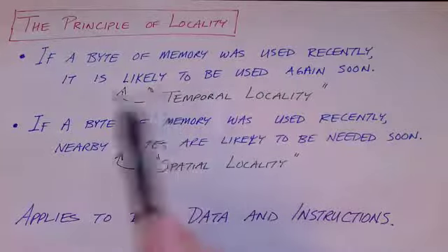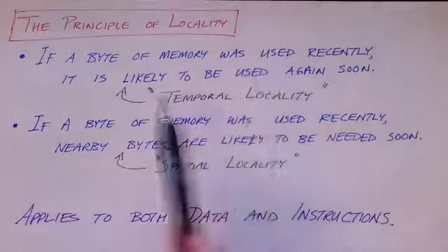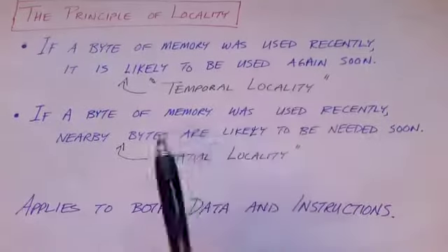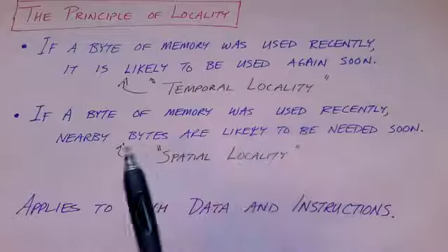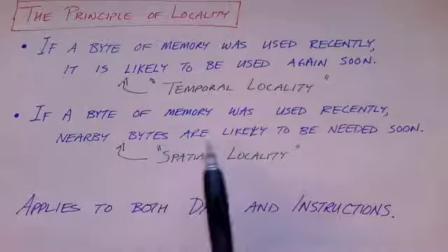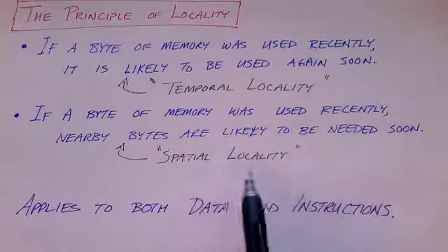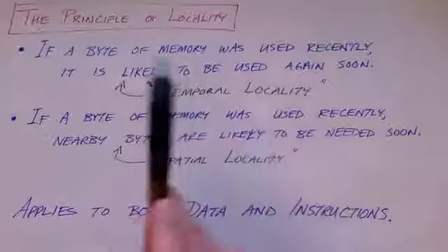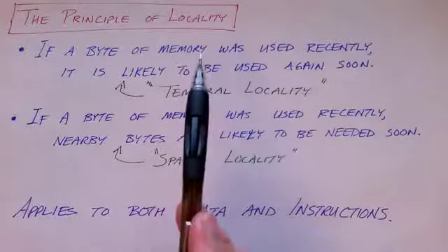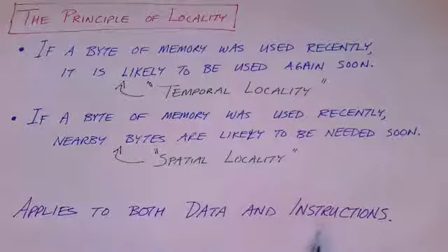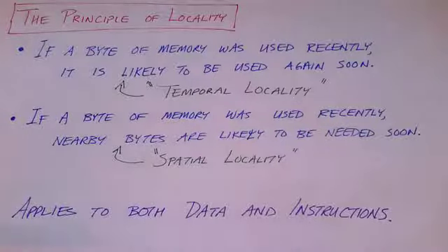So if a byte of memory was used recently, it's likely to be used again soon. That's temporal locality. And if a byte of memory was used recently, then bytes with nearby addresses are likely to be needed again, and to be needed soon as well. And that's the principle of spatial locality. But these are both aspects of the more general principle of locality, and it applies to both data and instructions. Most programs exhibit locality both for their data usage and for their instruction fetching.